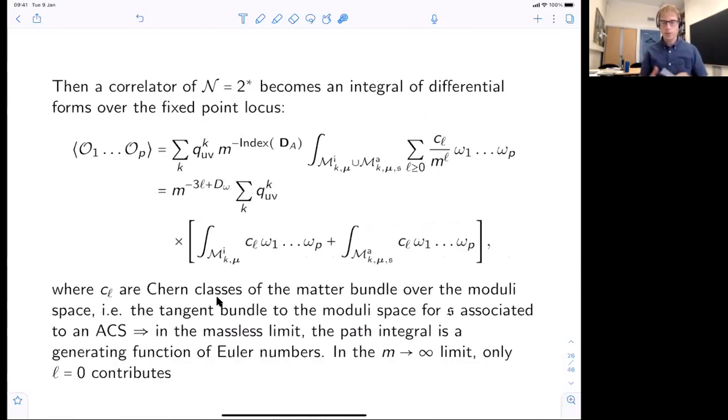Okay, so this is in a sense the UV perspective, and in particular, if S is associated to an ACS, then these Chern classes are really the Chern classes of the tangent bundle of the moduli space. We get the Euler numbers of the moduli spaces, which are also what is derived in Vafa-Witten theory.